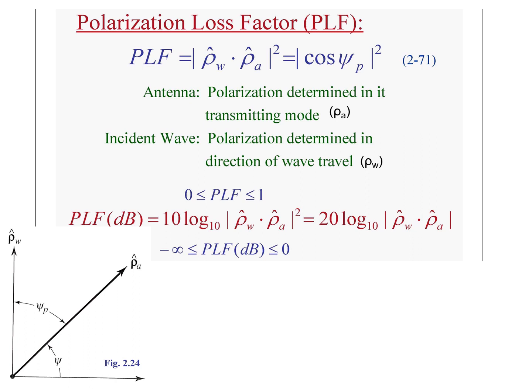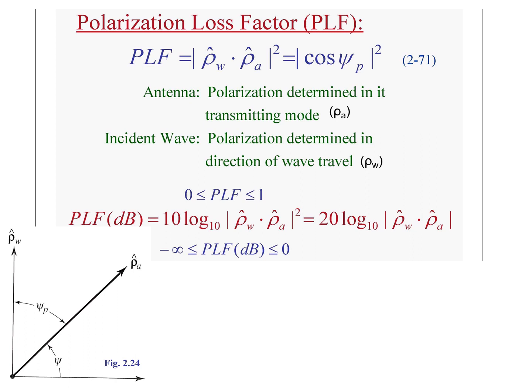The next term is the polarization loss factor. Polarization loss factor is important when the polarization of the incident wave and the polarization of the antenna are not the same. In that case, the antenna will not receive power from the wave, so the reception quality or the link will be very poor.